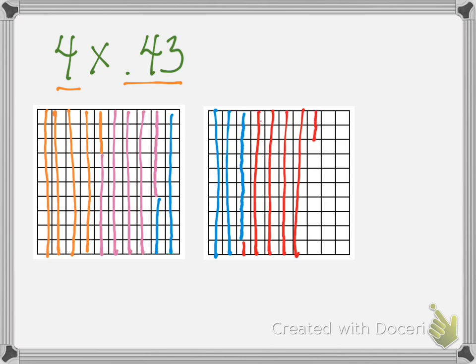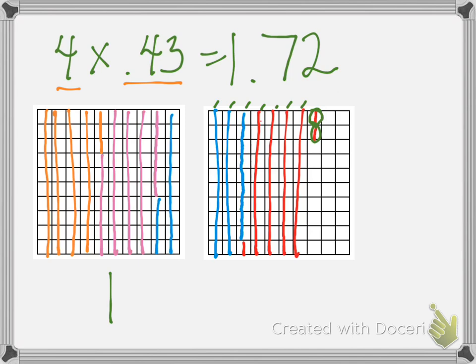So now I need to add them up. So we know that this is 1 whole. All right? And then how many tenths do we have over here? So we know that we have a whole. And then we're going to do 1, 2, 3, 4, 5, 6, 7 tenths. And then how many hundredths do we have left over? We have 2 hundredths left over. So 4 times 43 hundredths, the product is 1 and 72 hundredths.